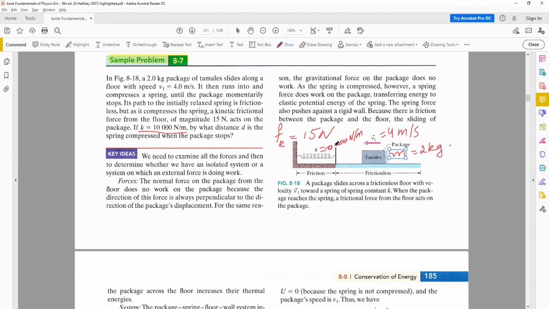What do we have to find? We have to find the distance d by which this spring will be compressed when the box pushes the spring into the wall. So let's try to understand this.